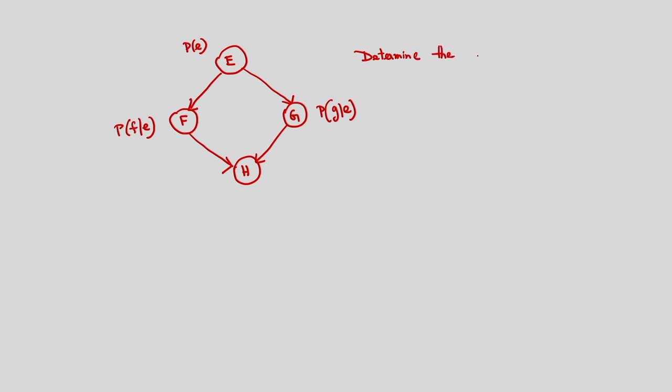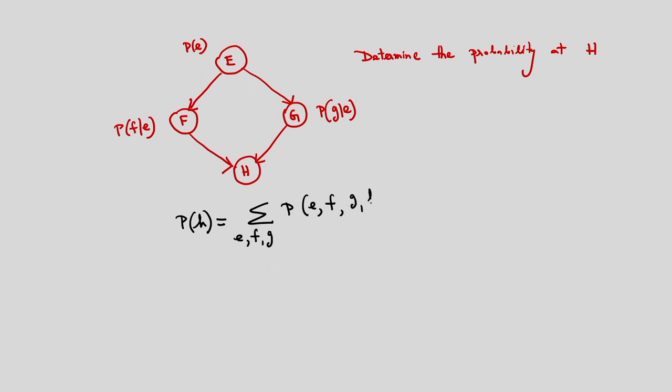the probability at H. So I have to determine the probability at H. That probability we have to determine. So how to determine this probability? You can see this probability, the probability at H, I can determine, that is the summation over E, F and G. So, probability of E, F, G, H, I can write like this.